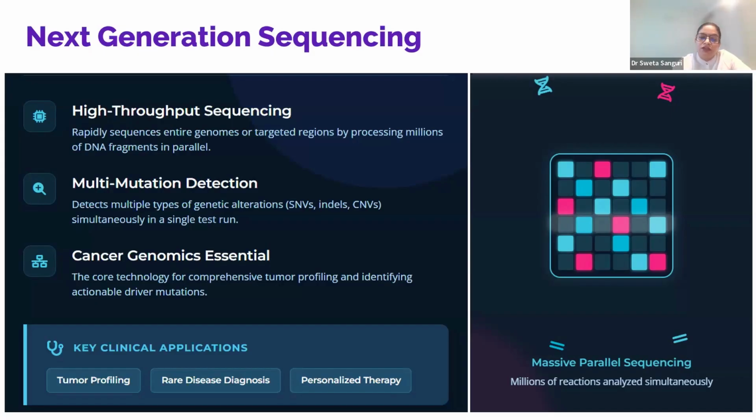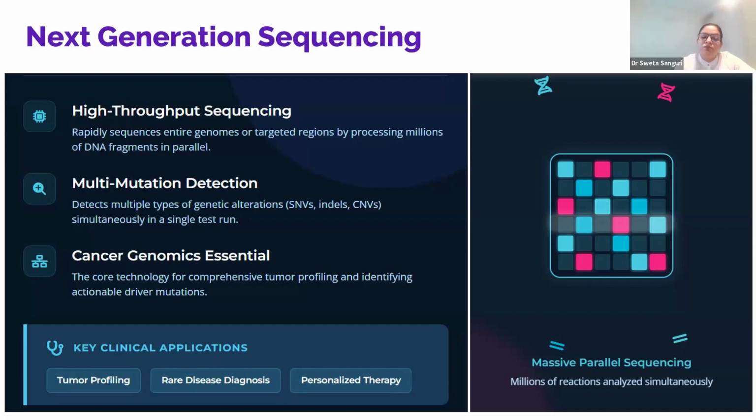It is widely used in cancer diagnostics to identify mutations that drive tumor growth, and it can also help guide targeted therapy, but its applications go far beyond cancer. It is also used to diagnose rare genetic diseases where identifying a mutation can explain symptoms which were previously very difficult to diagnose. And it is also used in infectious disease detection to identify pathogens and also track disease outbreaks.